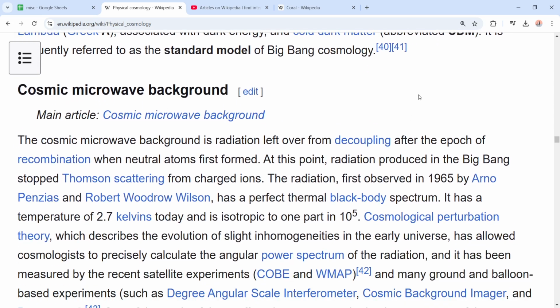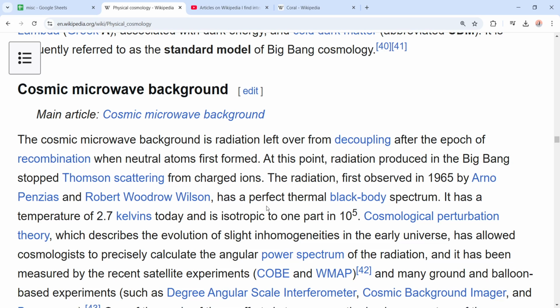Cosmic microwave background, main article, cosmic microwave background. The cosmic microwave background is radiation left over from decoupling after the epoch of recombination when neutral atoms first formed. At this point, radiation produced in the Big Bang stopped Thomson scattering from charged ions. The radiation, first observed in 1965 by Arno Penzias and Robert Woodrow Wilson, has a perfect thermal blackbody spectrum. It has a temperature of 2.7 kelvins today and is isotropic to 1 part in 10^5.